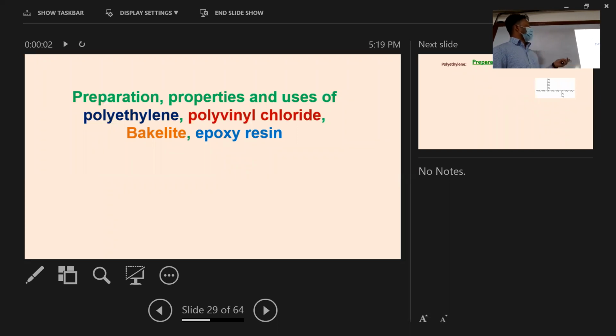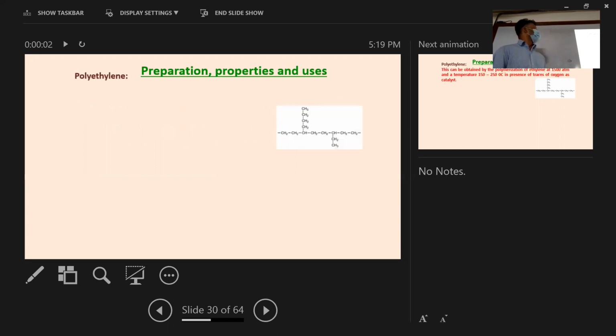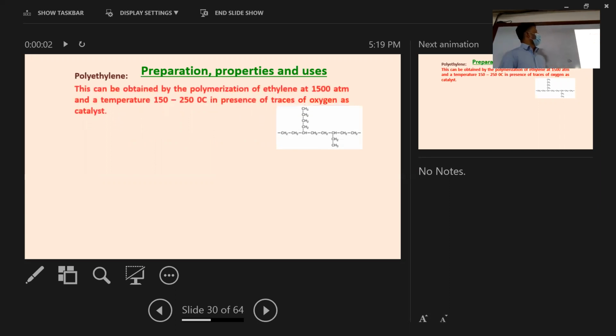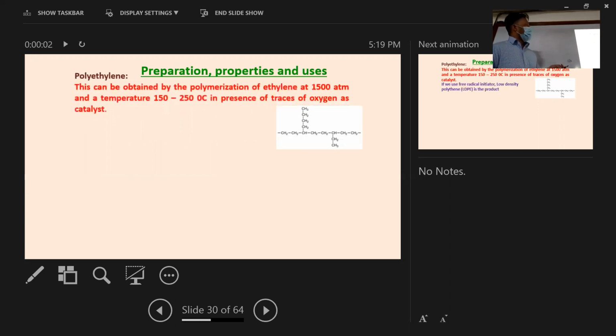Preparation, properties, and uses of polyethylene, polyvinyl chloride, graphite, epoxy resin. So we'll try to learn how we can synthesize some of these polymers and what the uses are. So let's go into preparation, properties, and uses of polyethylene. This can be obtained by the polymerization of ethylene. You can see the name, just remove the poly. This is our monomer, ethylene. So when hundreds of millions of ethylene molecules combine together, it forms polyethylene.